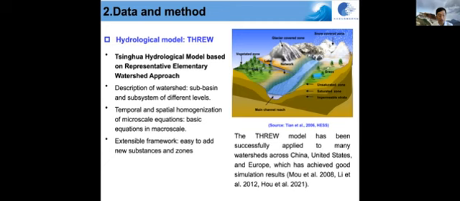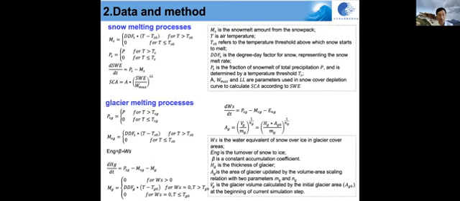The THU model, Tsinghua hydrological model, based on the representative elementary watershed approach, was adopted for hydrological simulation. The THU model has been successfully applied to many watersheds across China, United States, and Europe. Here, a modified version of the THU model coupling the modules of snowmelt and glacier melt was adopted.